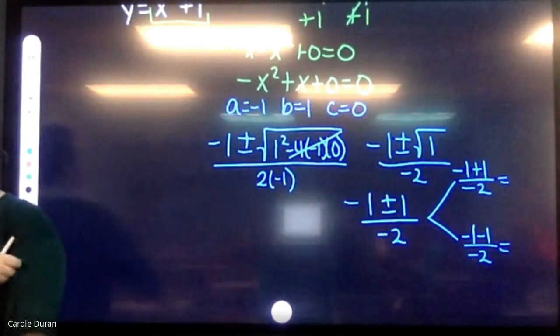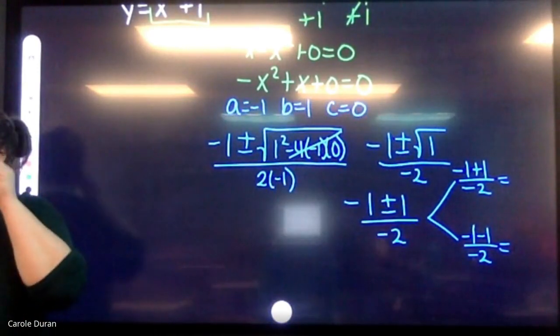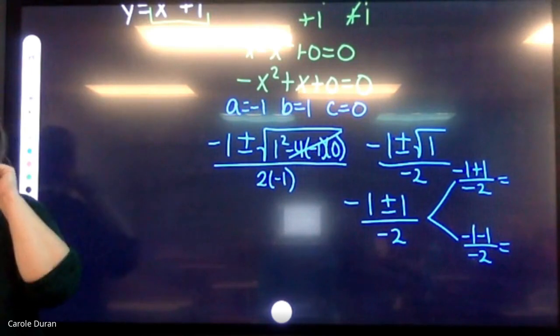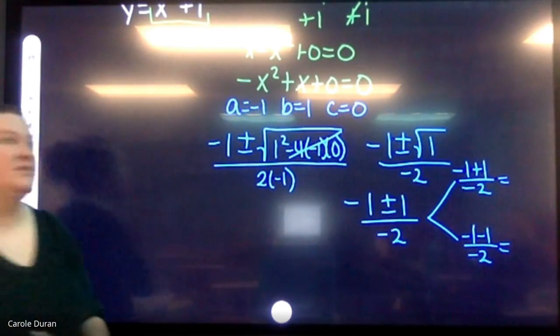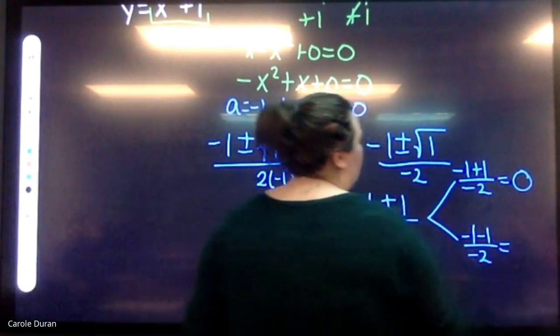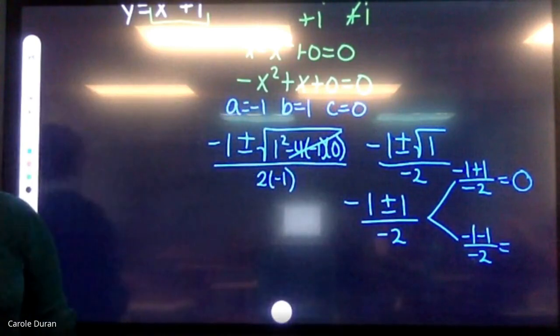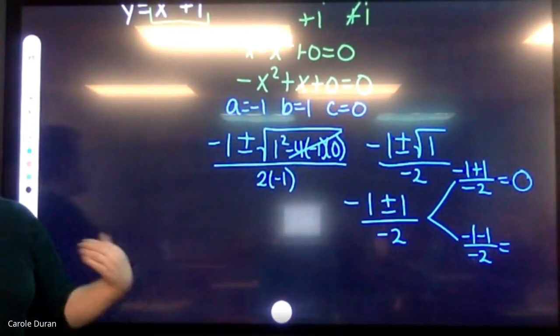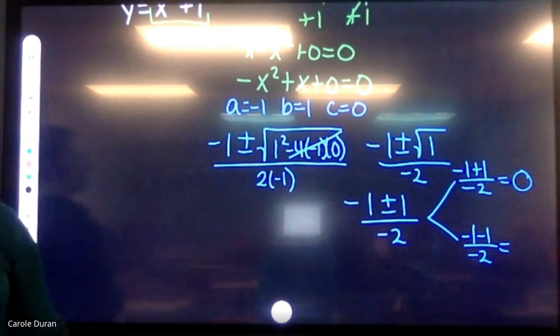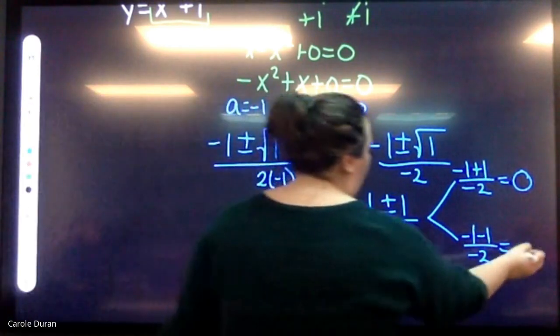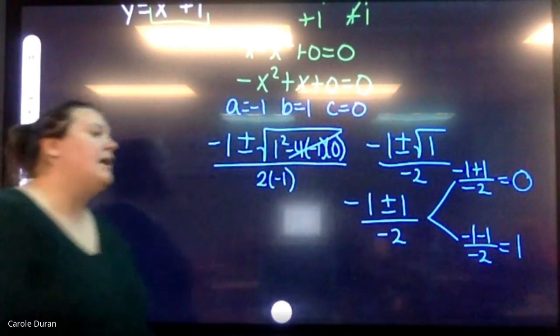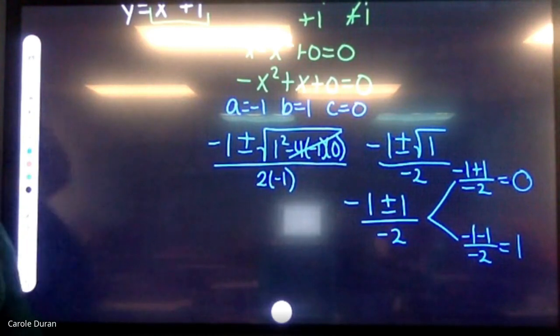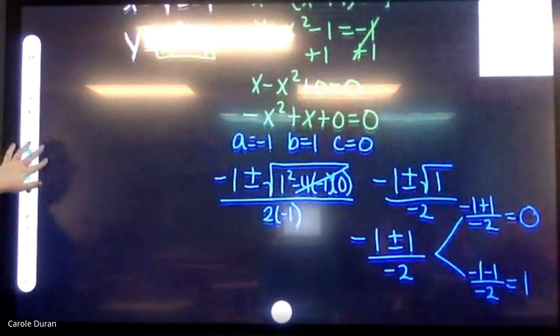What's -1 plus 1? 0. What's 0 divided by -2? 0. So -1 plus 1 over -2 is 0. Then I do -1 minus 1 is -2. Divided by -2 is +1. So my two x values are 0 and 1. Everyone okay with that?